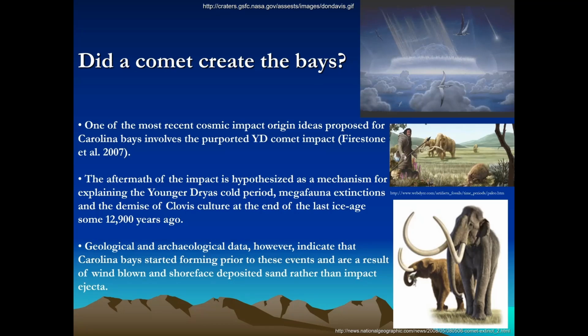The aftermath of the impact is hypothesized as a mechanism for explaining the Younger Dryas, the extinction of megafauna, right? The mammoth and mastodon, the demise or the decrease in the number of people, the Clovis people that were here at that time. However, I came into this very open-minded, and I'm still open-minded about lots of ideas about Carolina bays. But all the work that I've done, all the geological work and archaeological data indicate that bays started forming prior to the Younger Dryas.